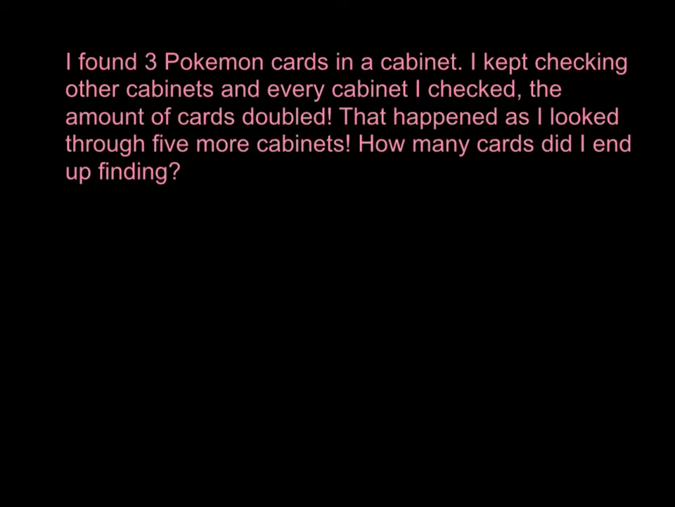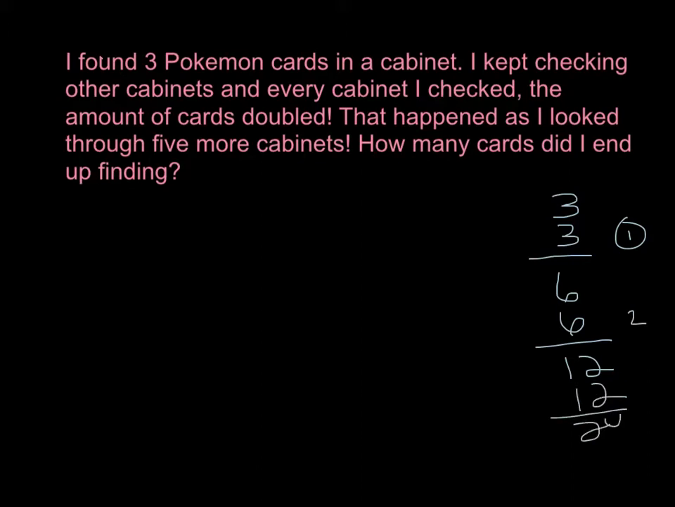So what somebody might do is they might say, well, I have 3 and it doubled, so that's 3 plus 3 is 6. And then from there, that's 1 doubling. Then from there I did 6 plus 6 is 12, that's 2 doublings. And then 12 plus 12 is 24. And then you're going to keep going until you get through all the cabinets. So you could find it that way, and you would get the answer. But if we did more than 5 cabinets, that would take you a long time. So here's how you would make use of your exponent knowledge.